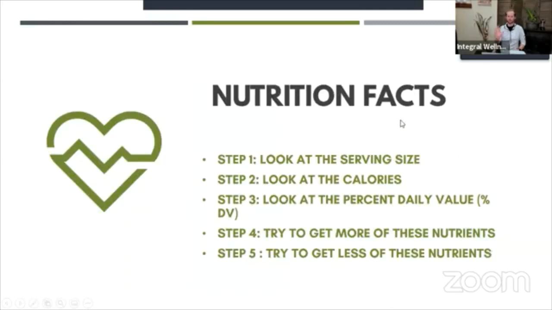All right, so nutrition facts. We're going to go through about 5 steps. Step 1, we're going to look at serving size. Step 2, we're going to look at calories and where to find that and how to read it. Step 3, look at the percentage of daily value, that's the percentage DV that you always see in the top right-hand corner. Again, we'll go over that. Step 4, we'll try to get more of certain nutrients, and then step 5, try to get less of certain nutrients. So let's get into that now.